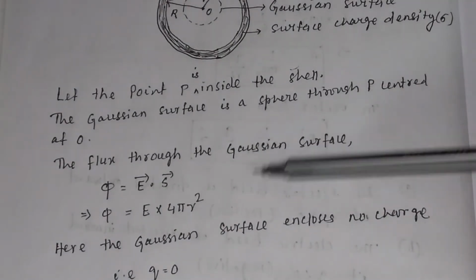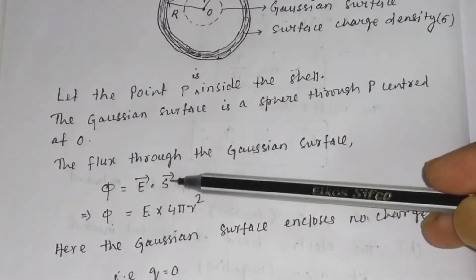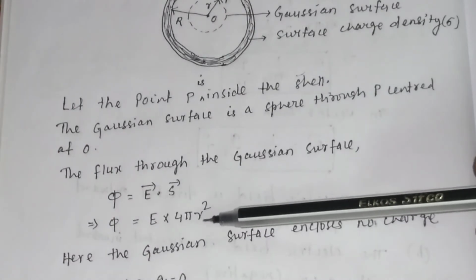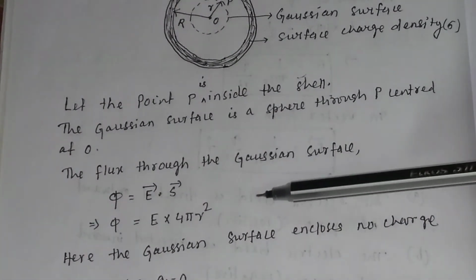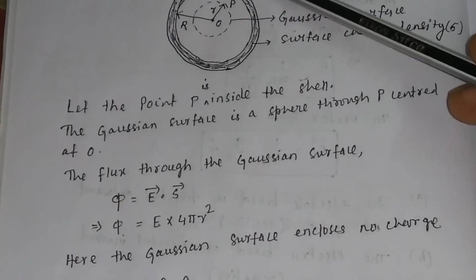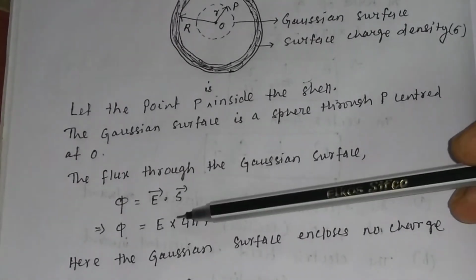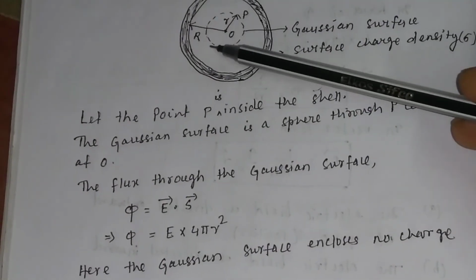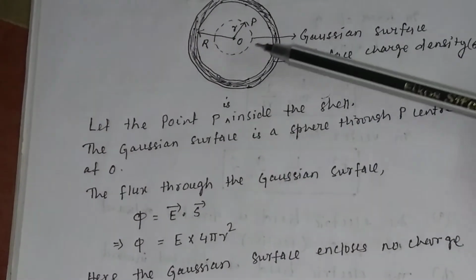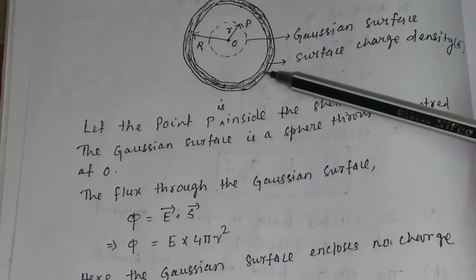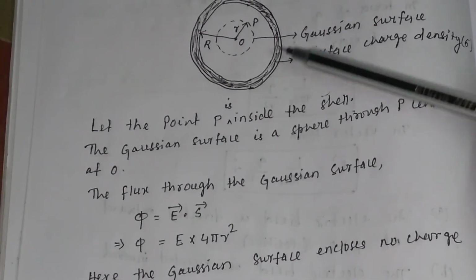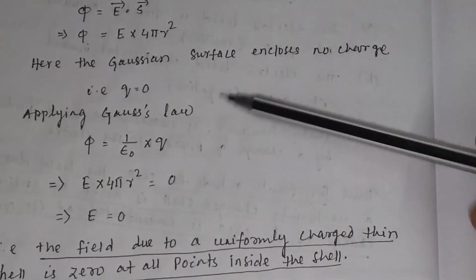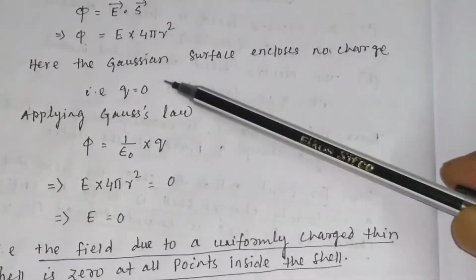So the flux through the Gaussian surface phi will be equal to E dot S, and S equals 4 pi r square. So inside the Gaussian surface, the flux will be equal to E into 4 pi r square. But there is no charge inside this Gaussian surface, because the charge resides on the surface of the spherical shell. So the Gaussian surface encloses no charge, so Q equals 0.